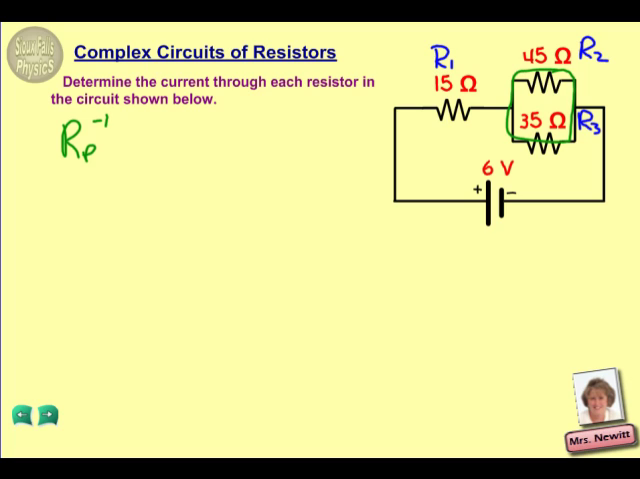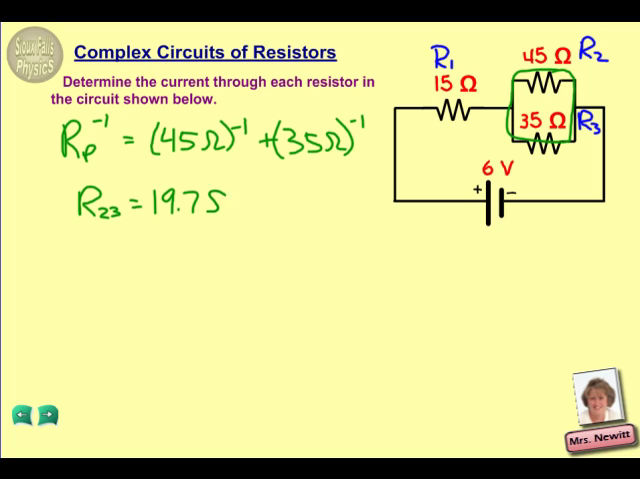For a parallel set of resistances, the value should decrease overall, so we use the inverse equation. This would be 45 ohms and 35 ohms, both to the negative first. And our final answer for the resistance of 2 and 3 together, and notice that it's useful to include that on the subscript for our label, is 19.7 ohms.